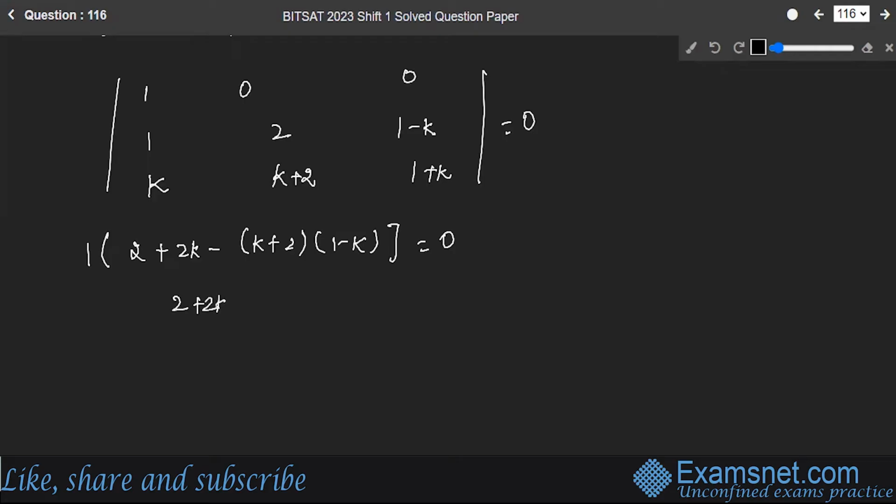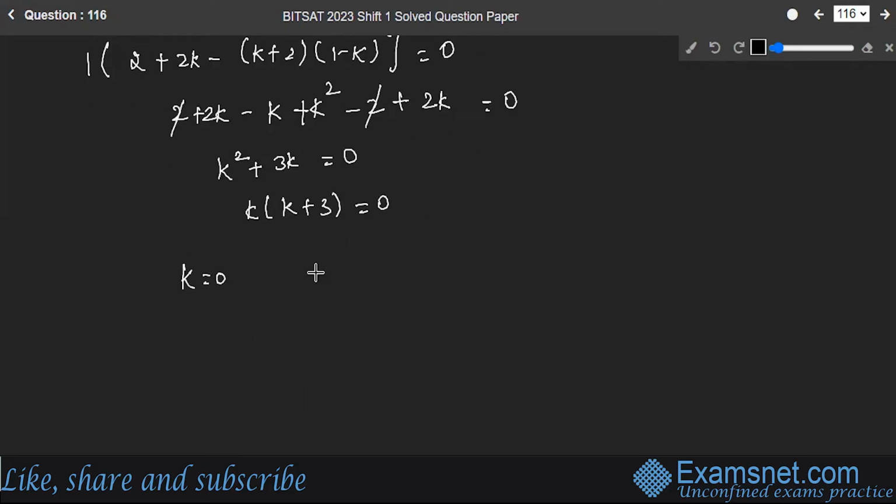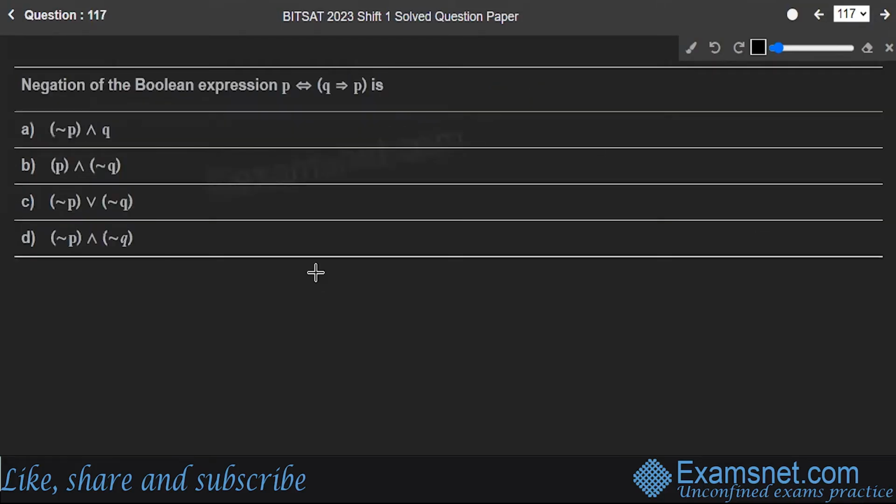So you will have 2 plus 2k minus k is plus k square, minus 2 plus 2k should be equal to 0, so this thing will cancel. You will have k square plus 3k equal to 0, or k into (k plus 3) is equal to 0. So that means k can be equal to 0, or k plus 3 equals 0, which gives k is equal to minus 3. So k is equal to minus 3 or 0. I have option D as the right answer. Hope you understood this. Next is question 117.